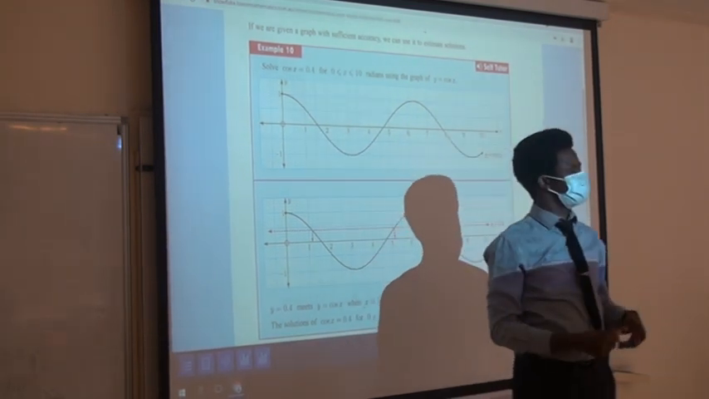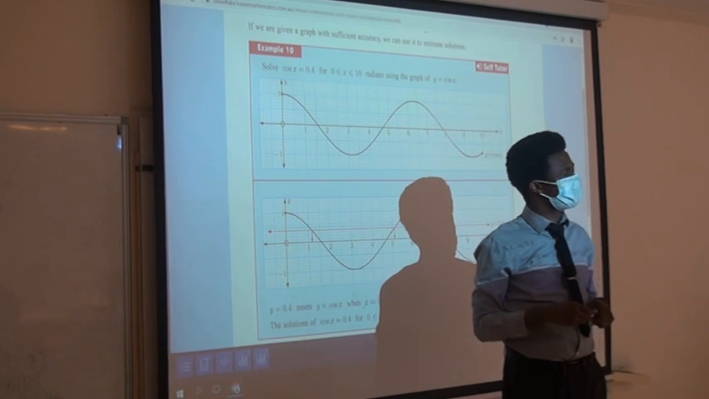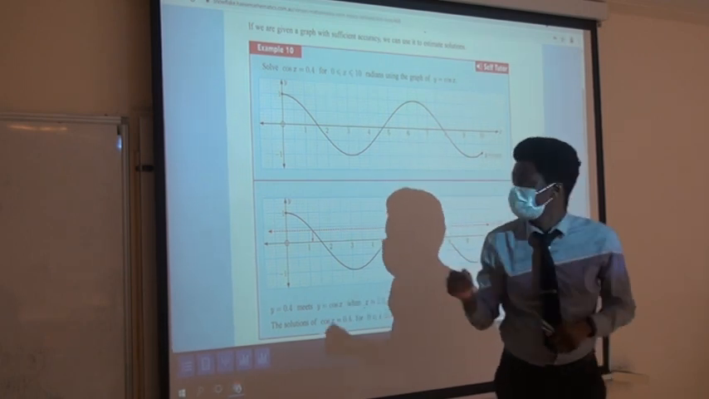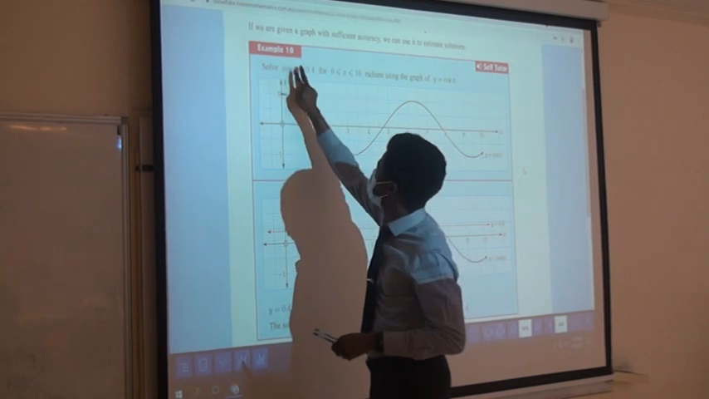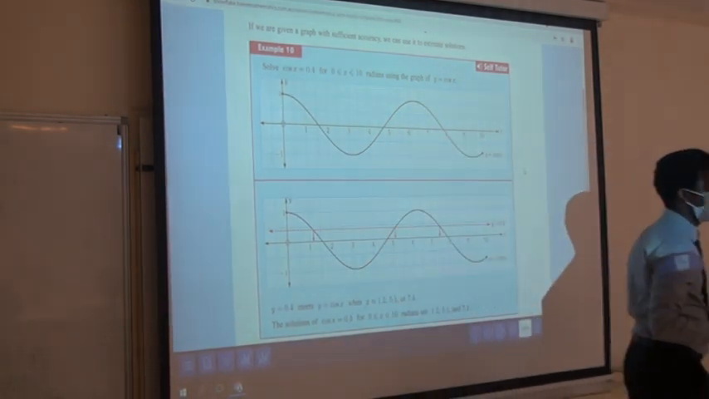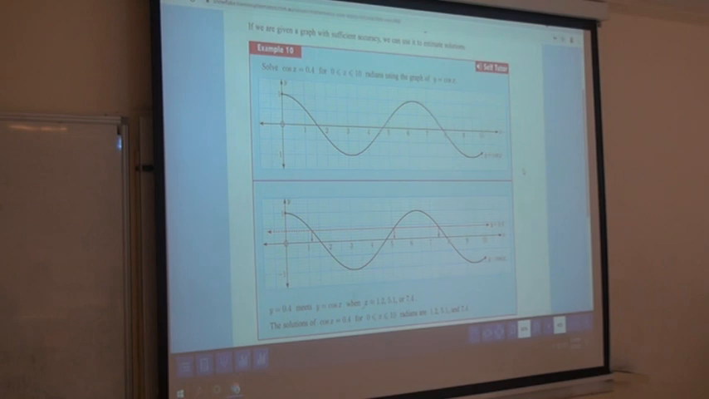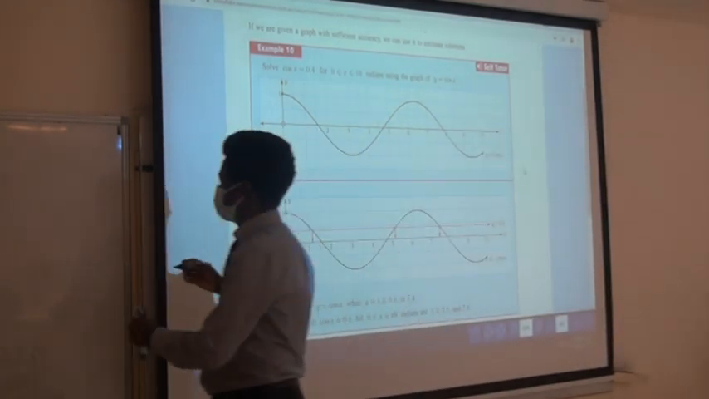Do you remember how to solve equation by graph in IGCSE? You were looking for where these two graphs meet. Do you remember that? Yes. That's the idea here. That's the idea. So what I'm trying to say is this.